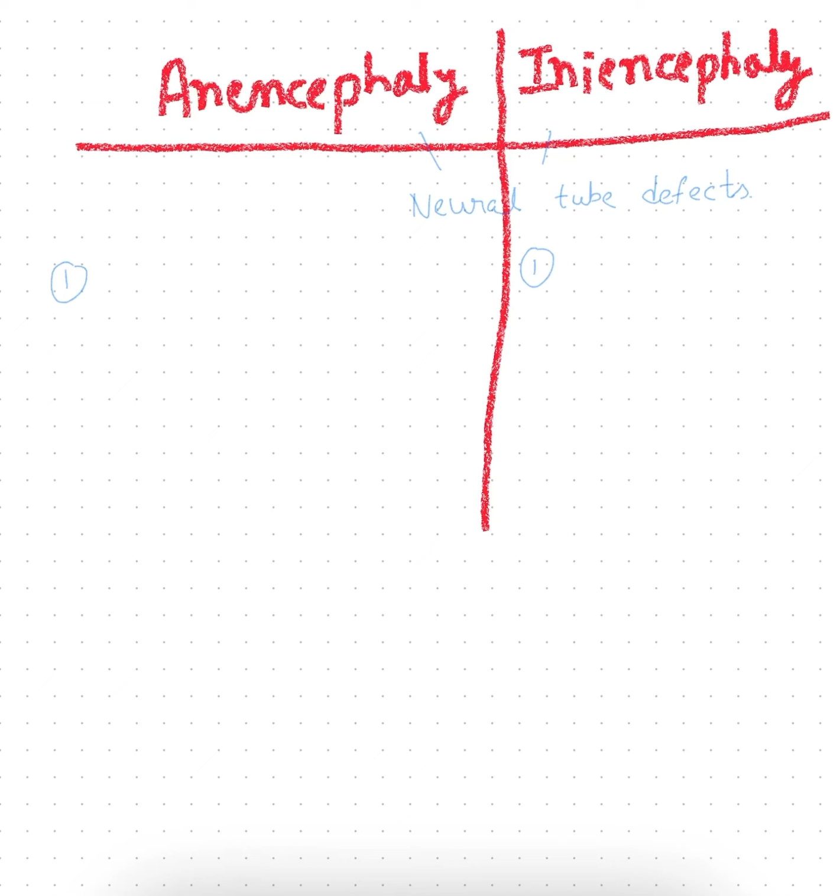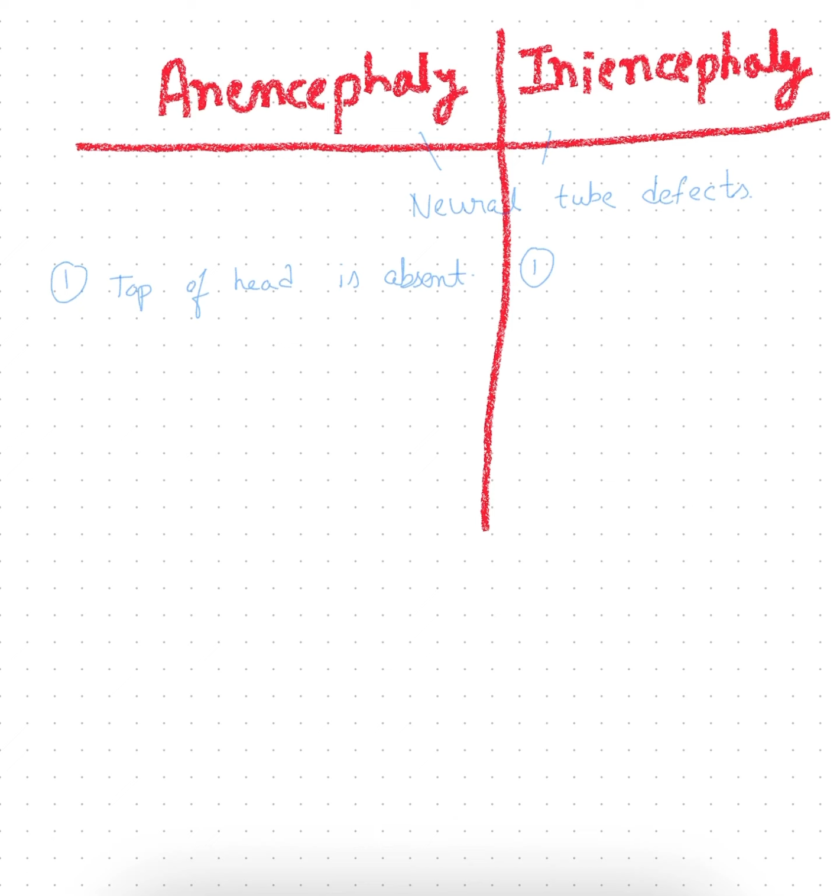Basically, in anencephaly, when we do the ultrasound or the MRI, we will find that the top of the head is absent in anencephaly. The part of the head above the orbit is absent. So in it, the cerebrum and cerebellum are either completely or incompletely absent.